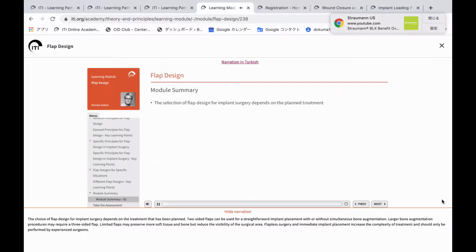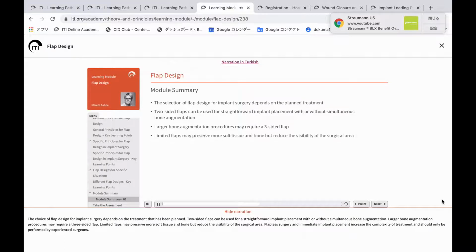The choice of flap design for implant surgery depends on the treatment that has been planned. Two-sided flaps can be used for a straightforward implant placement with or without simultaneous bone augmentation. Larger bone augmentation procedures may require a three-sided flap. Limited flaps may preserve more soft tissue and bone, but reduce the visibility of the surgical area. Flapless surgery and immediate implant placement increase the complexity of treatment and should only be performed by experienced surgeons.